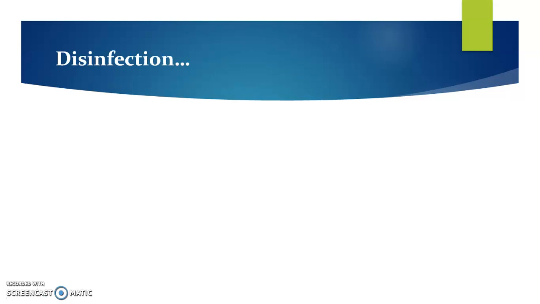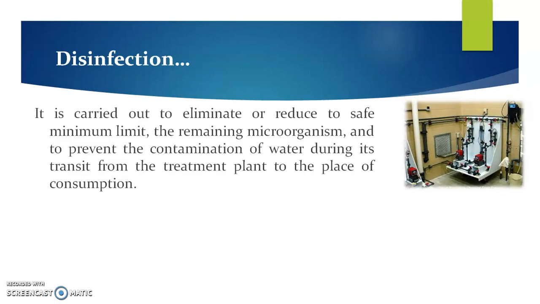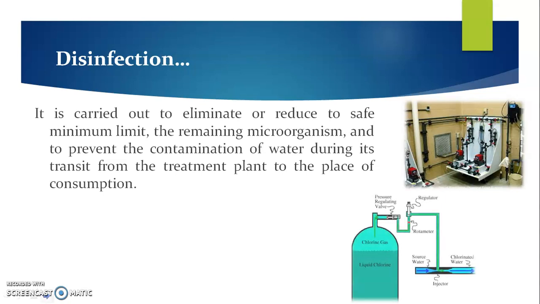Next is disinfection. Disinfection is a process of killing the microorganisms present in the water. It is carried out to eliminate or reduce to a safe minimum limit the remaining microorganisms and to prevent the contamination of water during its transit from the treatment plant to the place of consumption. This is generally achieved in most of the countries by using a disinfectant. Chlorine is the most common disinfectant used worldwide.